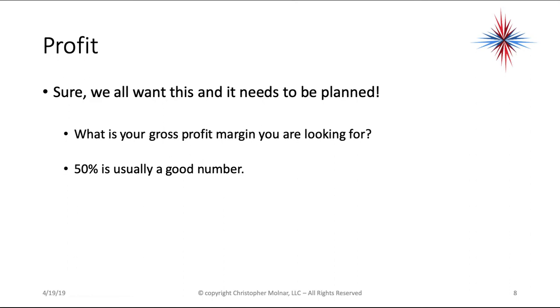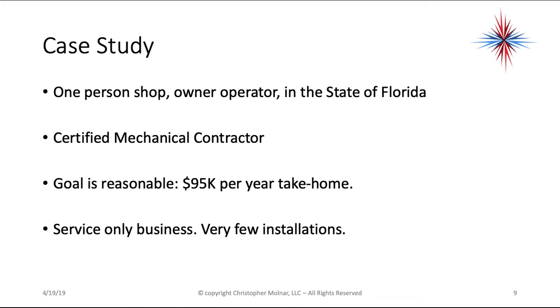Some people can go to 30 to 40% profit margin. So it's rare people can really go higher and be fair. So we're going to go with 50% in our case study. We're going to talk about a one-person shop, owner-operator in the state of Florida. Okay, they're a certified mechanical contractor. Not that this makes a difference here.